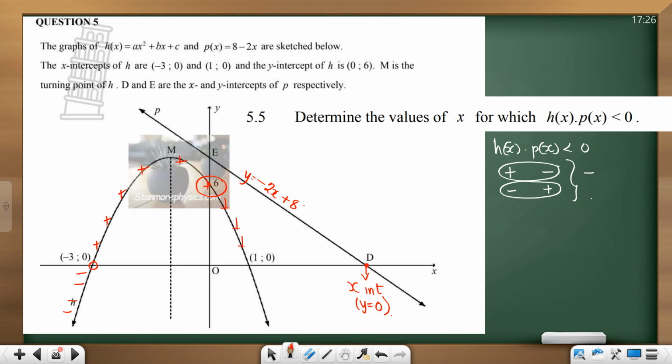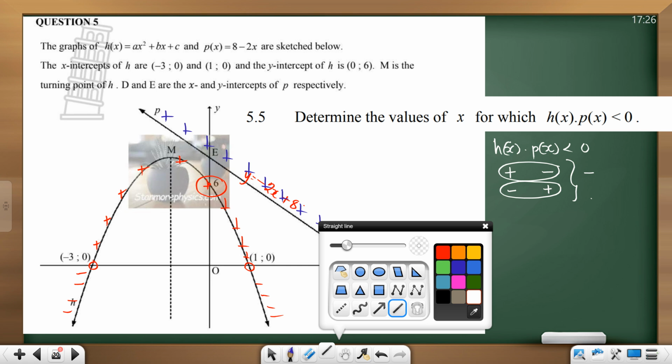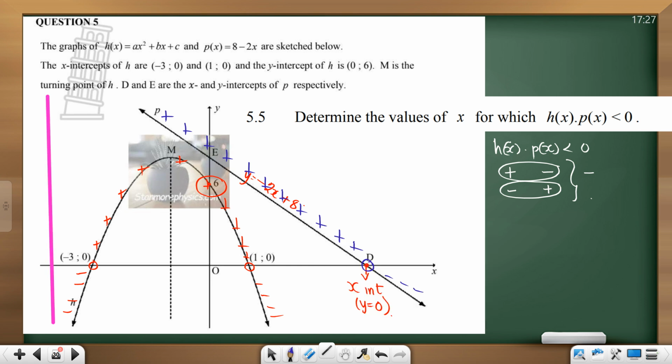You would notice it's the same story. 0. Let's use the blue one. All of these are above the y, so it's all positive, positive, positive, 0. I'm looking for where they are of opposite signs. Get my ruler again.